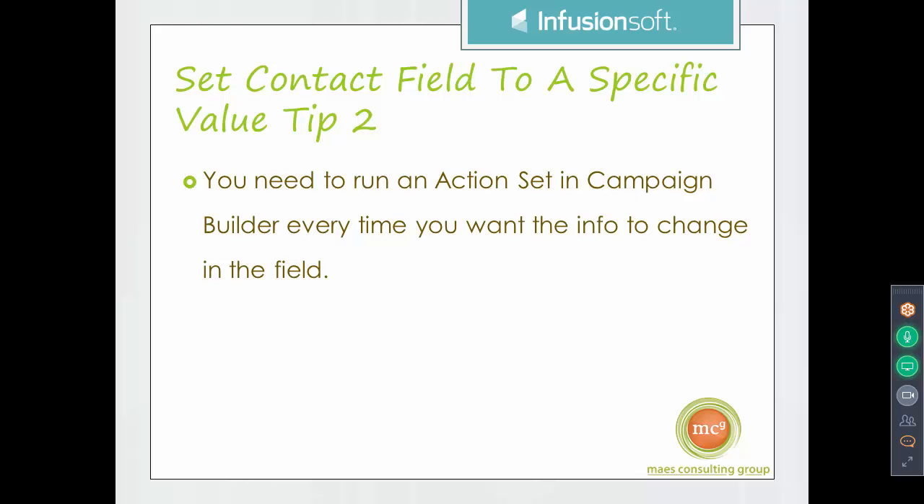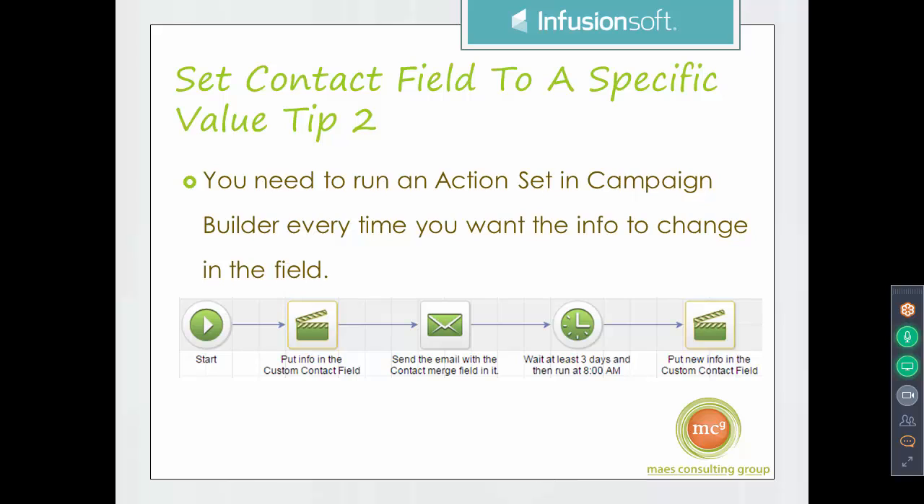One more tip. You do need to run the action set every time you need to swap out the information. So in that example I just gave you, the first action set would be putting jessicamaze.com into that custom field. Then the email goes and the link's in there, and then 3 days later, an action set is run to put infusionsoft.com into that field. So you have to run an action set every time you want the information to change.